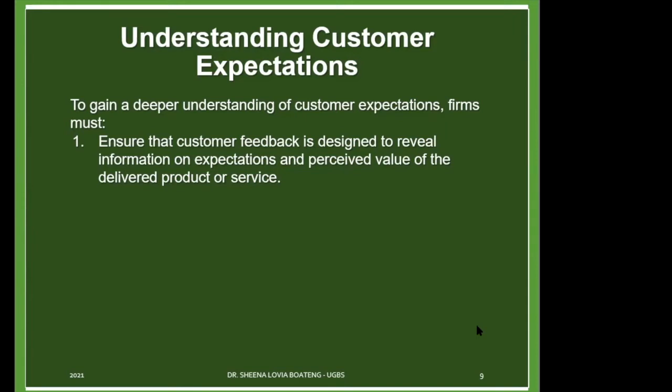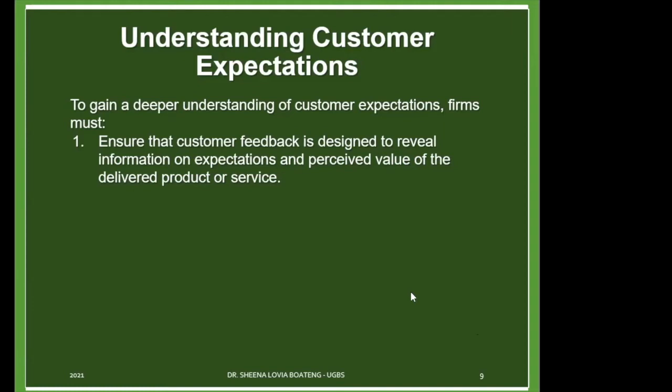So understanding customer expectations is very important for firms, and we can gain a deeper understanding of their expectations by having them give us good feedback and also gauging the level of value that they perceive that they have received from the product or service that we have offered them. Once we are able to do this, we will be able to understand to a large extent what their expectations were and whether or not those expectations have been met.